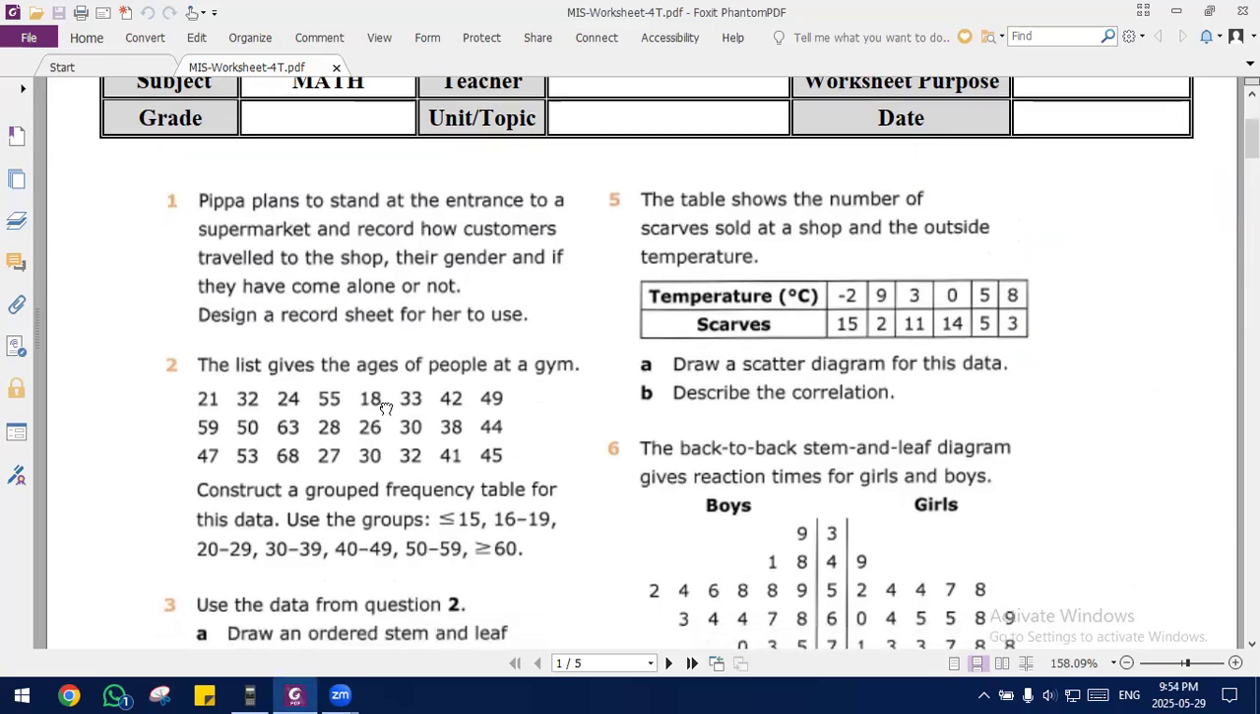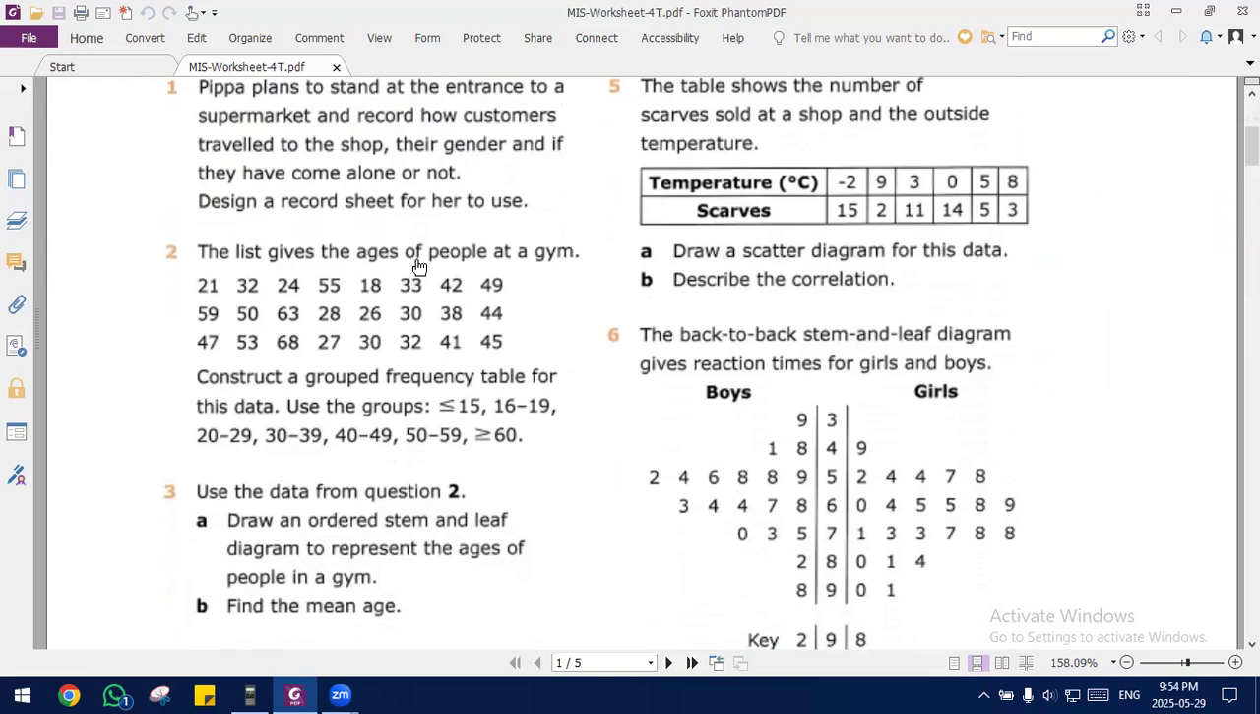Now, question 2. The list gives the ages of people at a gym. So we need to know what we are dealing with. We are dealing with ages: 21 years, 32 years. Construct a grouped frequency table for this data. Use the groups less than or equal to 15, between 16 and 19, and so on. So we need to create a table with this formation.